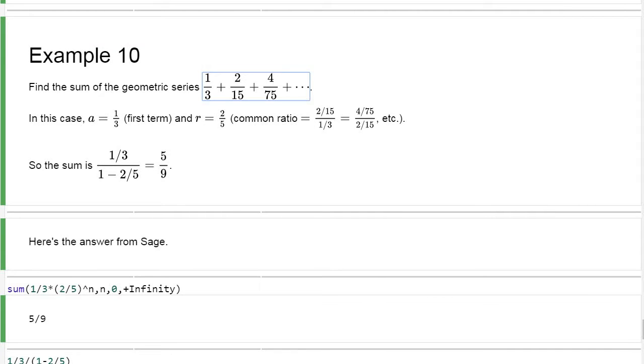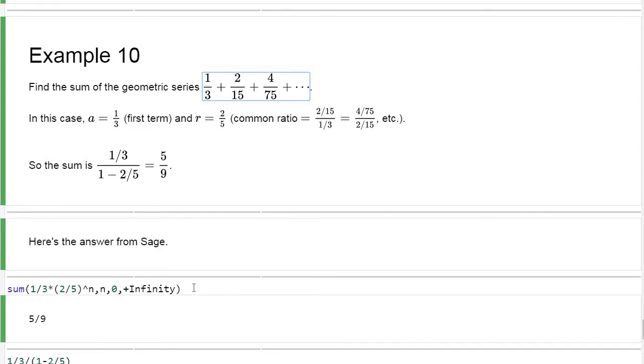Okay, what about this one? So I told you this is a geometric series, so the pattern continues. The first term is a third. The common ratio is 2/5. How do I know that? Well, take successive terms and divide. So take the 2/15 and divide by the third, and you get 2/5. Or you can take the 4/75 and divide by the 2/15, and you get 2/5, or whatever. Okay, so first term divided by 1 minus common ratio, and you get 5/9.